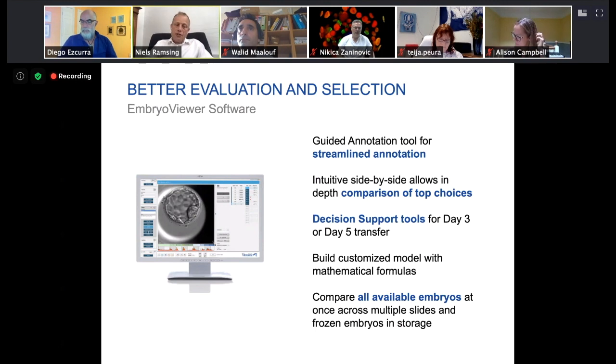Now, how do you then use the information you get from time-lapse to actually select embryos? That's where it's important to have guided annotation for a streamlined annotation, and to be able to compare the top choices of embryos for selection. In our current system, this is done in a 2-step process. First, the annotation is done, which is aided by artificial intelligence. And then in a second step, the parameters that are derived from the morphokinetic parameters are put into an algorithm to predict the likelihood of implantation for the particular embryos. And I'll go through that process very quickly.